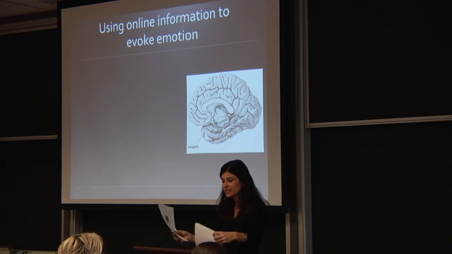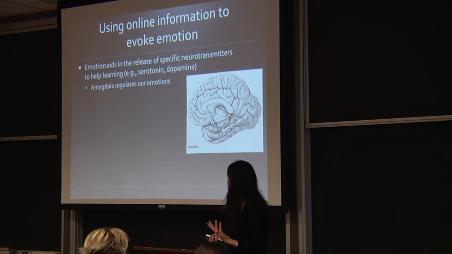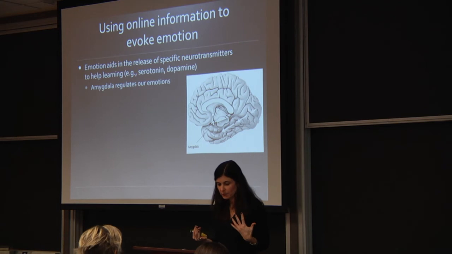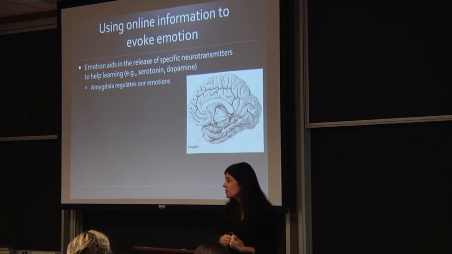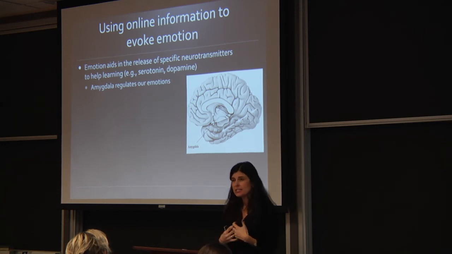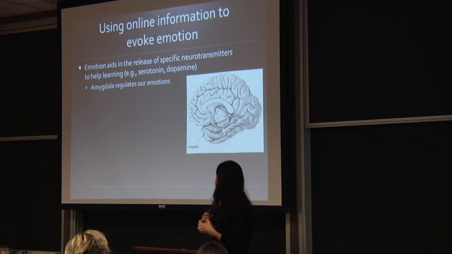Another topic we've already briefly discussed is using emotion to help students' learning. From neuroscience research, we know that emotional stimuli lead to the release of specific neurotransmitters that can increase our students' learning, such as serotonin and dopamine. In addition, I think somebody already mentioned, we know that the amygdala helps regulate our emotions and might lead us to remember information more easily.